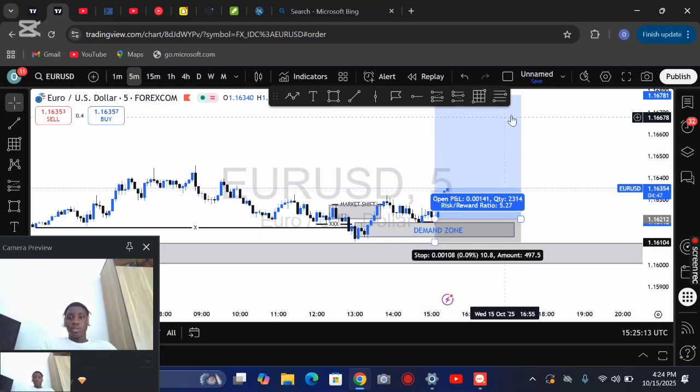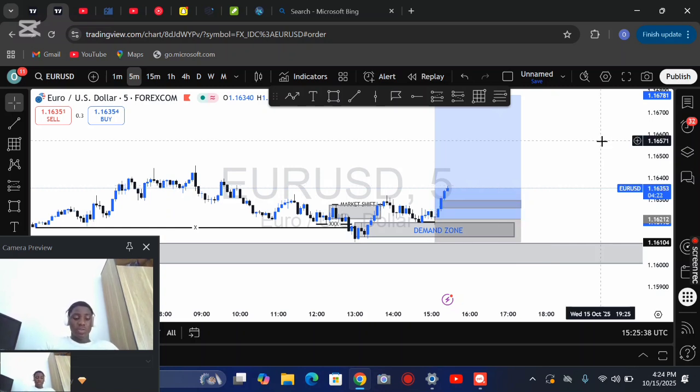So we're up to the fourth candle right now. I think I've done the 1:1 already. Let me quickly check. Yeah, we've done the 1:1. The best thing you can do is to let your trade run out. You feel me?